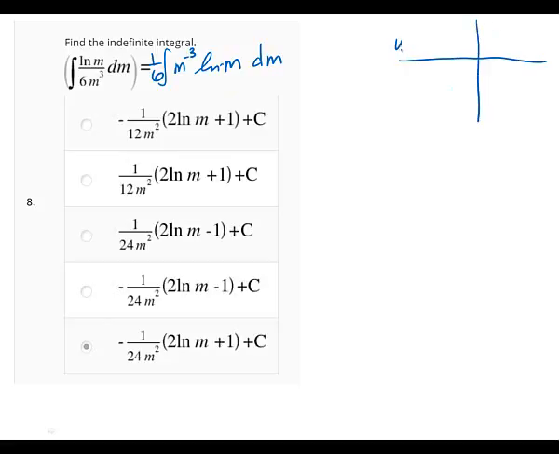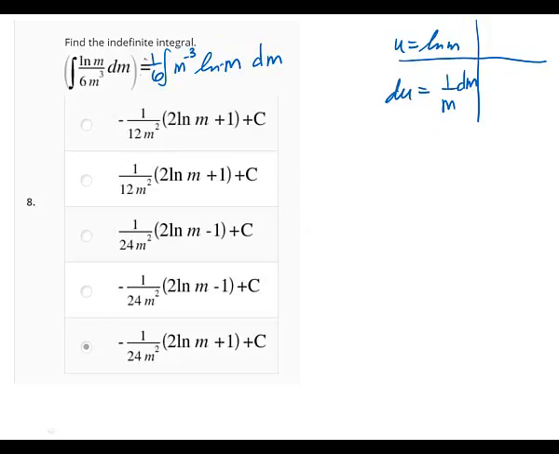So what we've learned by parts is we always do what first? Yeah. That's the natural log of m. So du equals what? 1 over m dm. Oh, I'm so lost with that.